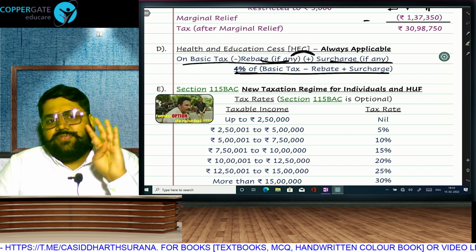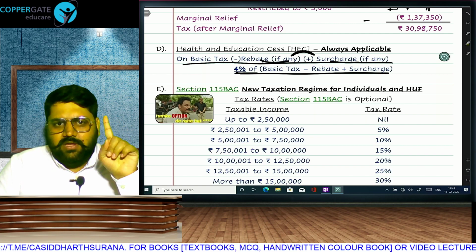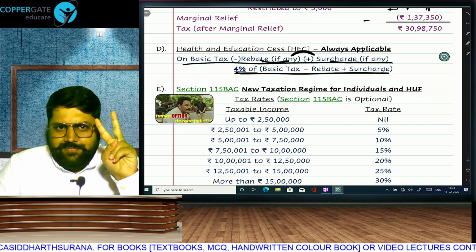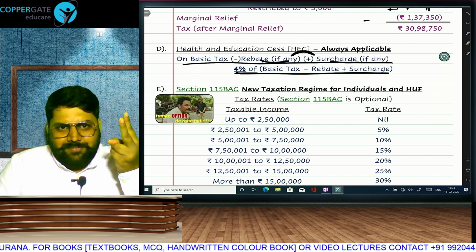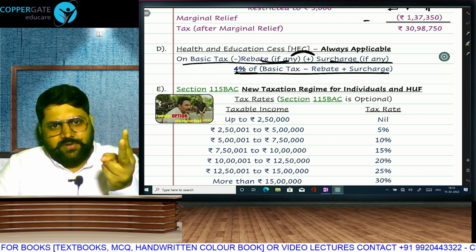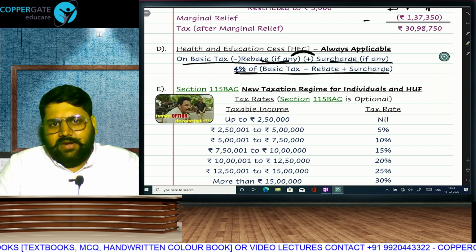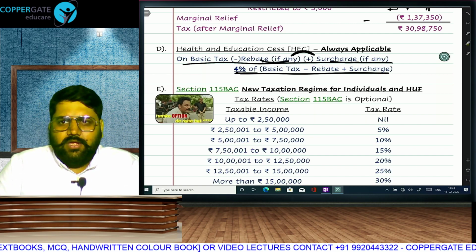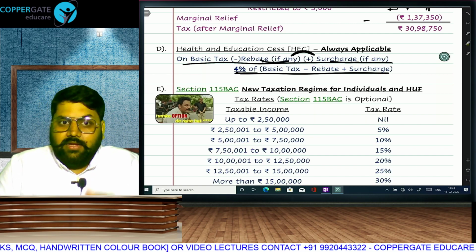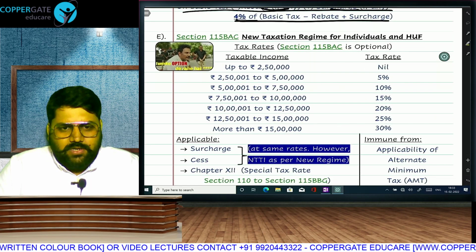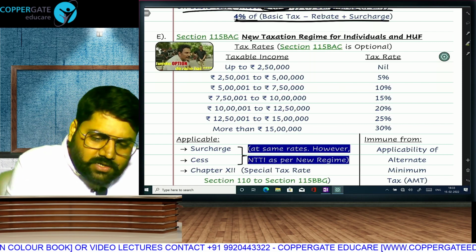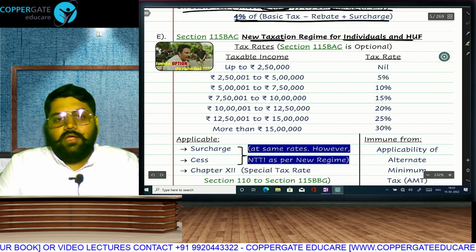We are all aware that there are 4 sections of new regime. 115BAA and BAB are for companies. So we will talk about these 2 sections in the MAT chapter, where we discuss the tax rates of companies, and 115BAC, BAD. BAC is for individual HUF, BAD is for resident cooperative society. We will discuss them here. Right now we have finished the old rates of individual HUF. So then we will also finish the new rates of individual HUF.